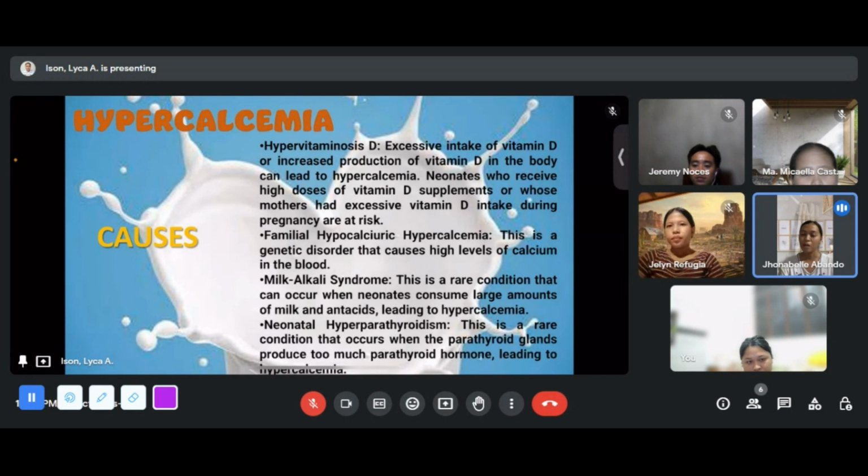Ito is kapag ang mga bagong panganak or neonate ay umiinom ng maraming gatas na isa ring cause ng hypercalcemia. Last is neonatal hyperthyroidism.